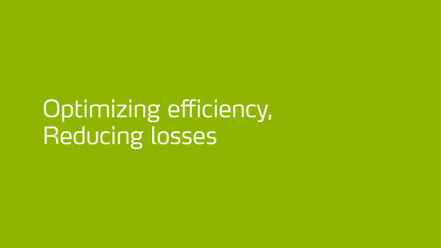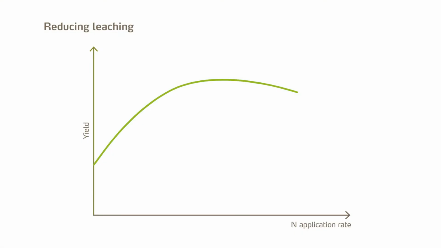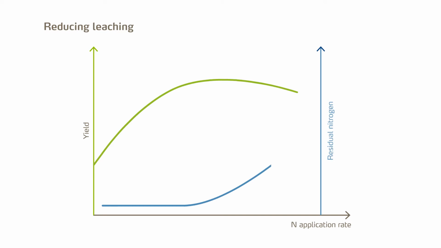Optimizing the nitrogen rate is important not only to optimize profit, but also to ensure the least environmental impact. One important environmental aspect to be considered is leaching. Nitrogen leaching is independent from the nitrogen form applied. It occurs when residual nitrogen after harvest is washed below the root zone.